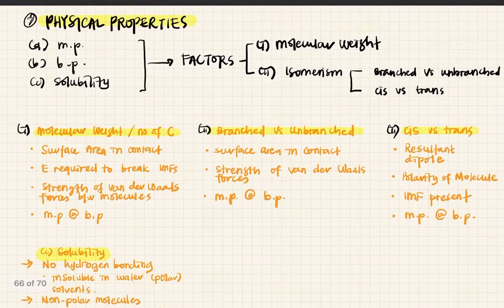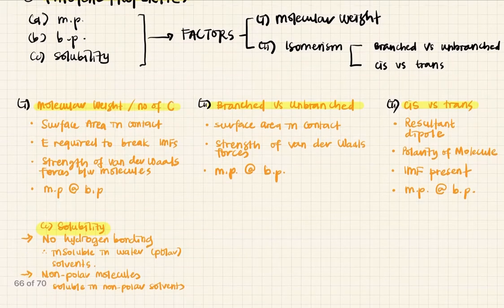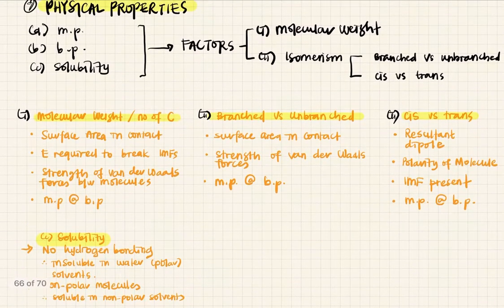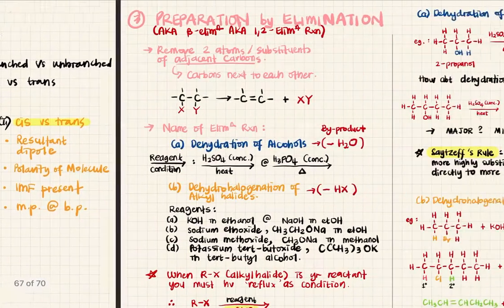Alright, so the physical properties that you have to know are these two, melting point and boiling point. Solubility, I'm not really sure if it's under your learning outcomes, try checking it yourself. So the factors affecting will be molecular weight or isomerism. This one you can read and understand, so you will know how to explain the trend of your physical properties. Okay.